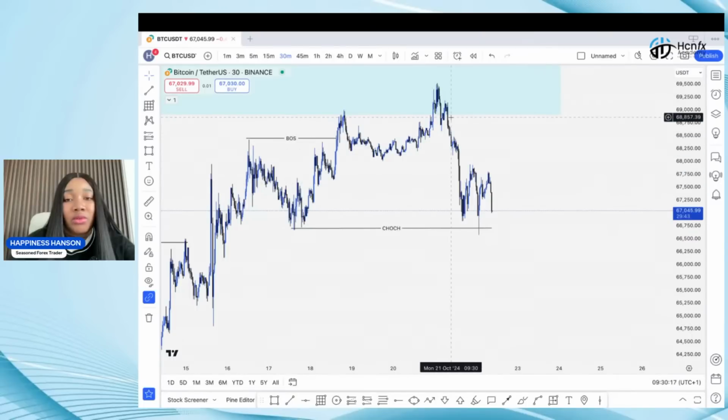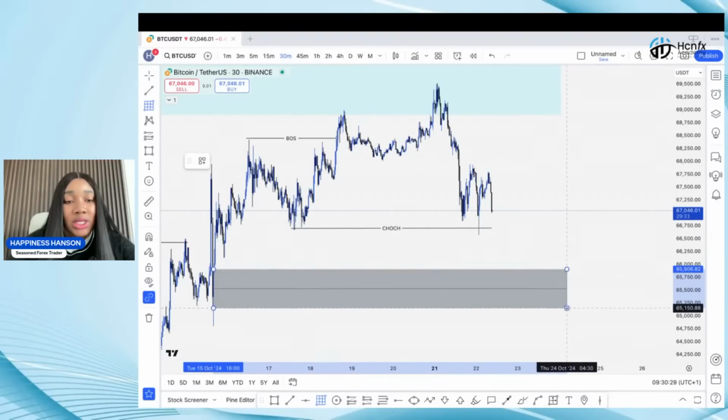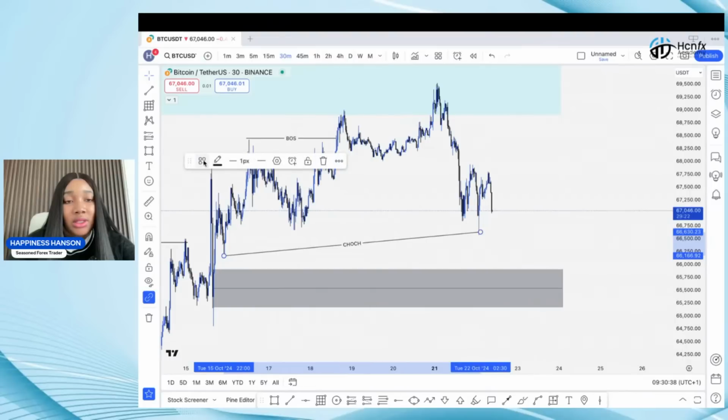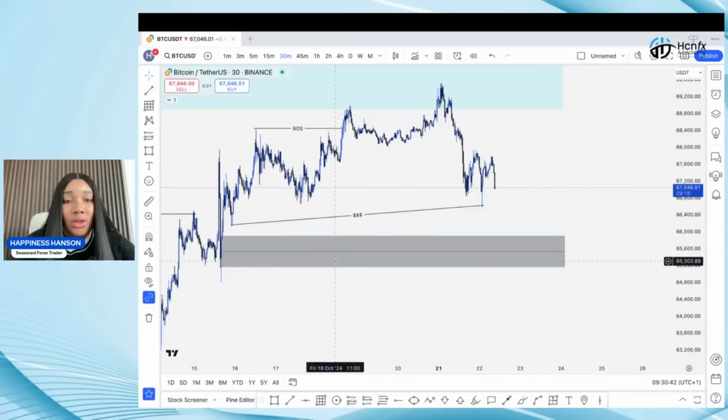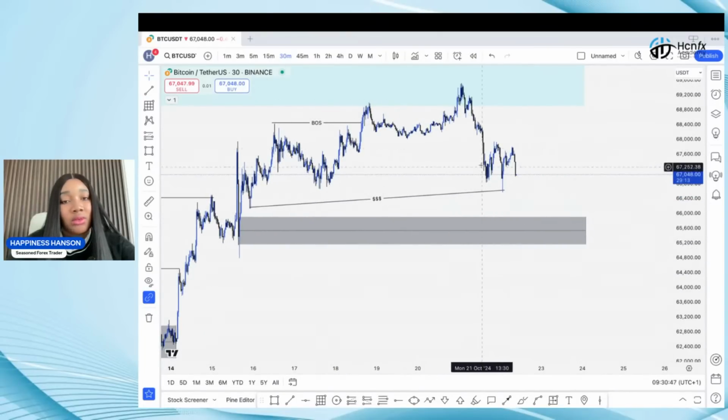Why I'm looking for change of character is because market is reacting off a resistance level from the higher time frame. So from 30 minutes, if you want to catch a buy, this is also a good level to catch a buy on BTC, this particular level. And this will now serve as liquidity. So I guess that's the one I should be looking out for more, and not even the sell, because this sell is dishing out a correctional movement.